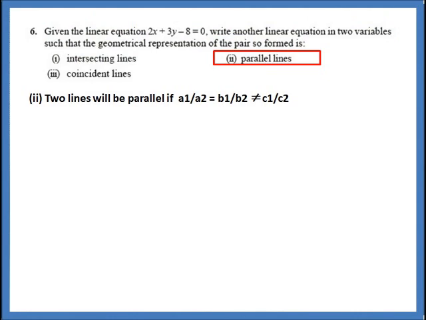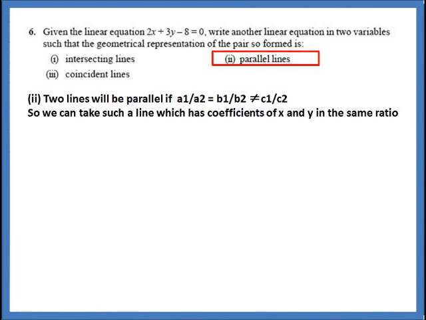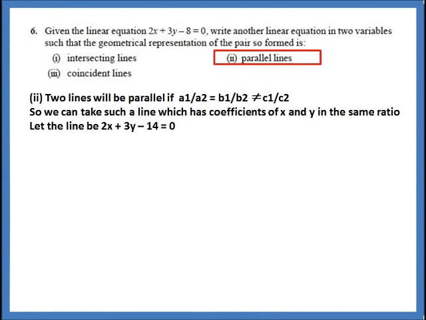Now in the second part, we have been asked to give an equation of a parallel line to the given line. Two lines will be parallel if a1 upon a2 is equal to b1 upon b2 not equal to c1 upon c2. So we can take such a line which has coefficients of x and y in the same ratio. Let the line be 2x plus 3y minus 14 is equal to 0.